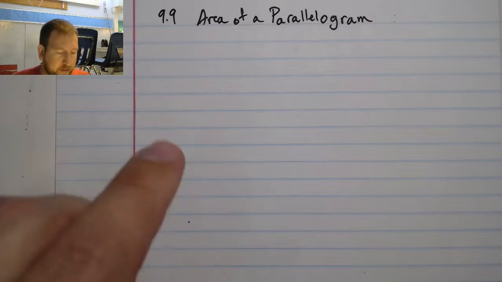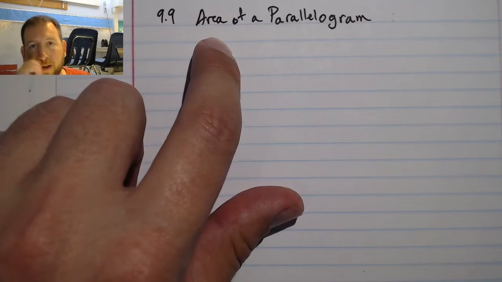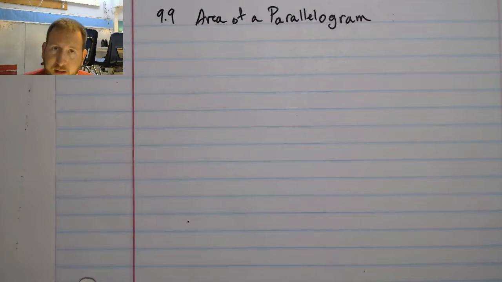All right, I'm going to talk about section 9.9. It's called area of a parallelogram, and this is going to be another pretty easy section.